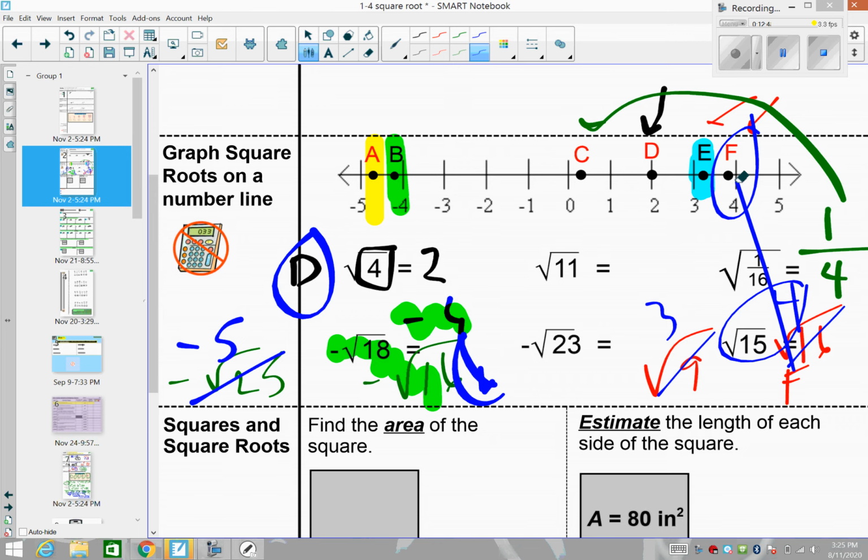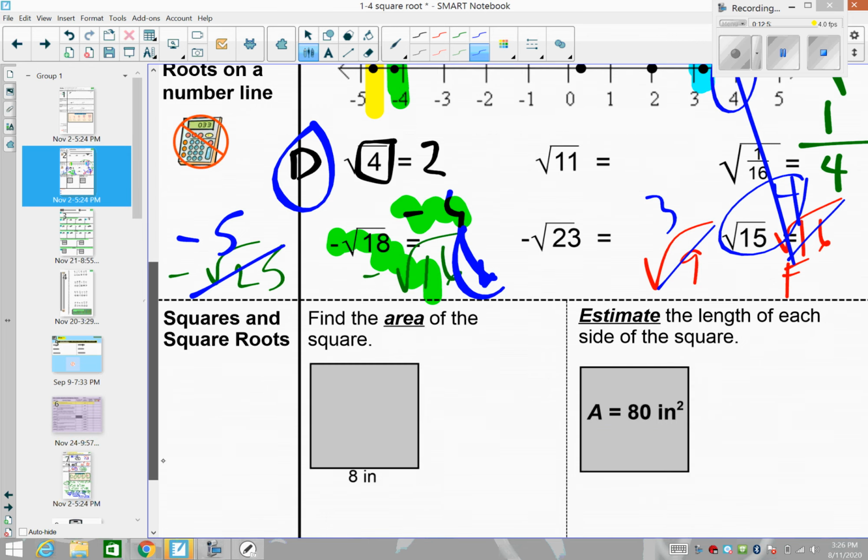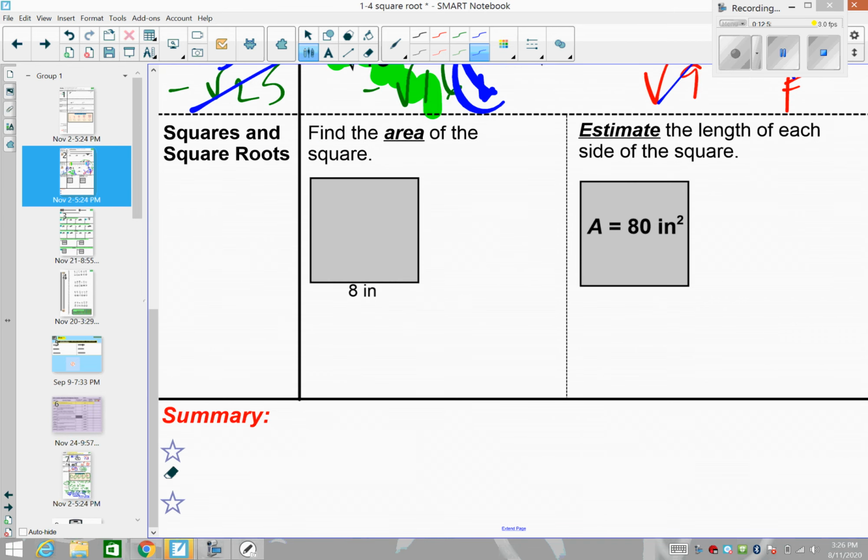So that's how we would graph square roots on a number line. A lot of guess and check, it's not perfection there. Only one of those was a perfect square. So that's a good place, if you're struggling, to go back, pause the video, check it out, and make sure you're in good shape.